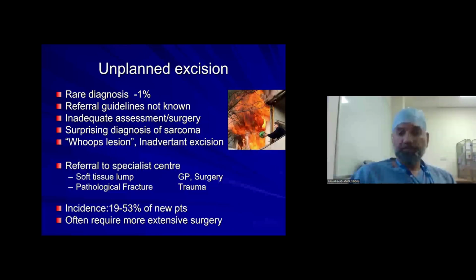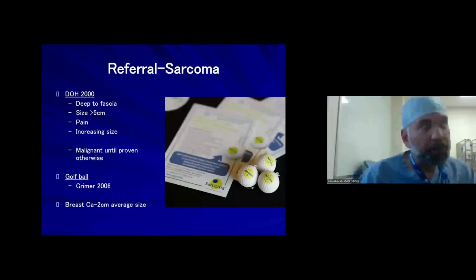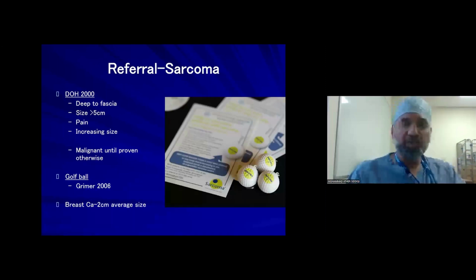So the oldest guidelines were the Department of Health guidelines published in 2000 that called for anything more than 5 centimeters, or deep to the fascia, to be referred. I think that still stands, and you should think that that's malignant until proven otherwise.